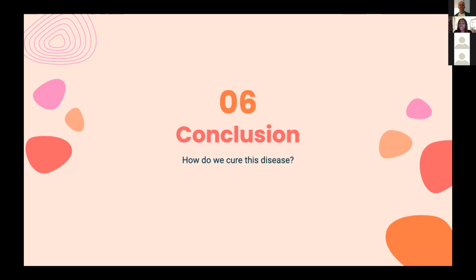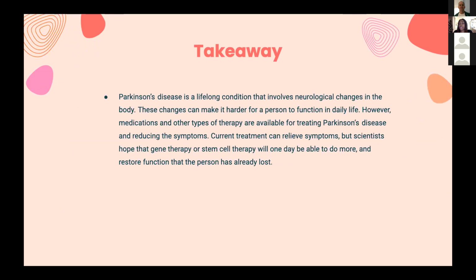So in conclusion, how do we cure this? The takeaway: Parkinson's disease is a lifelong condition that involves neurological changes in the body. These changes can make it harder for a person to function in daily life. However, medicines and other types of therapy are available for treating Parkinson's disease and reducing the symptoms. Current treatments can relieve symptoms, but scientists hope that gene therapy or stem cell therapy will one day be able to do more and restore functions that the person has already lost.